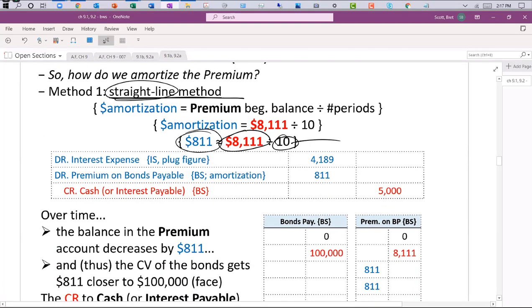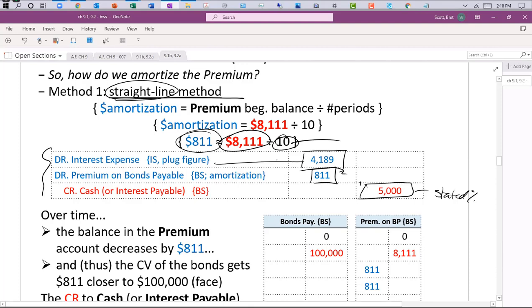So the journal entry, whenever we make an interest payment, is like this, and it's always like this. We're going to be making a $5,000 payment in cash. That's based on the stated percentage. The amount of the premium we amortize is 811. That's step 2. So 1, 2. Take a look at this journal entry. You see that we need another 4,189 debit.